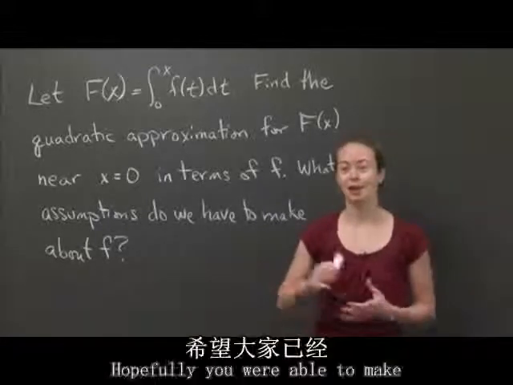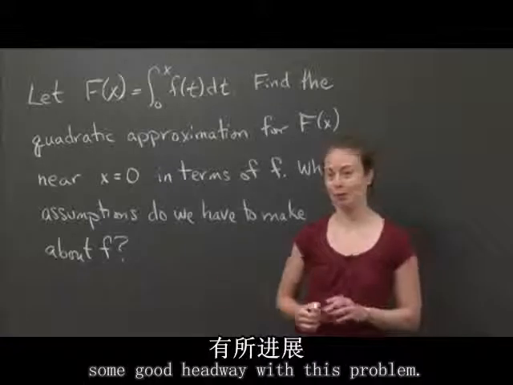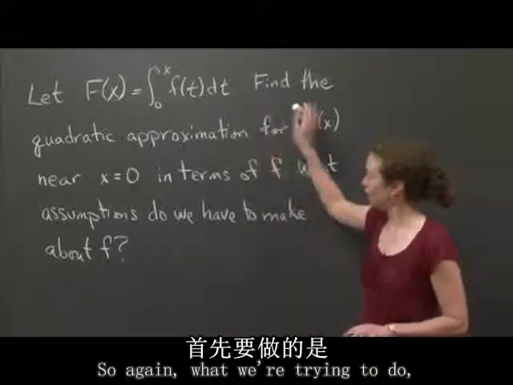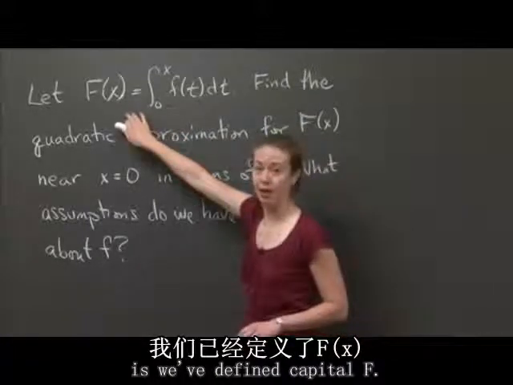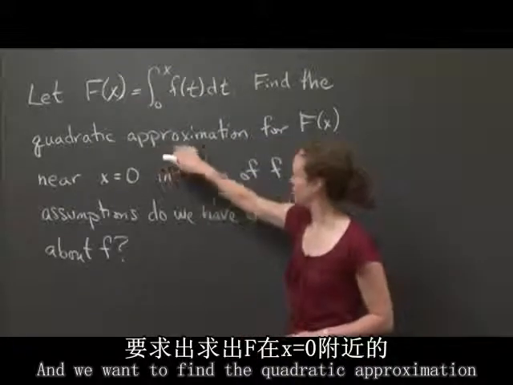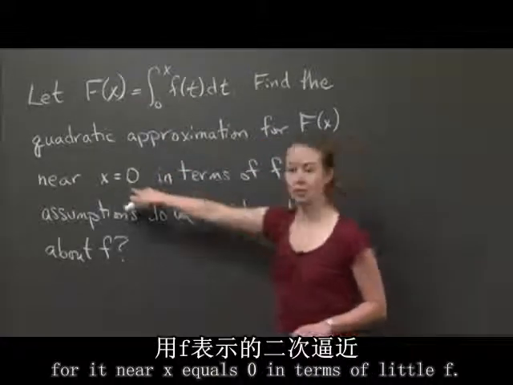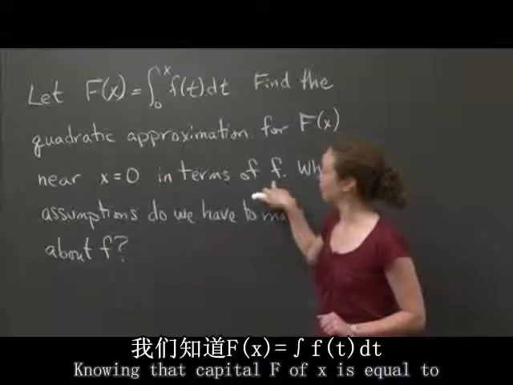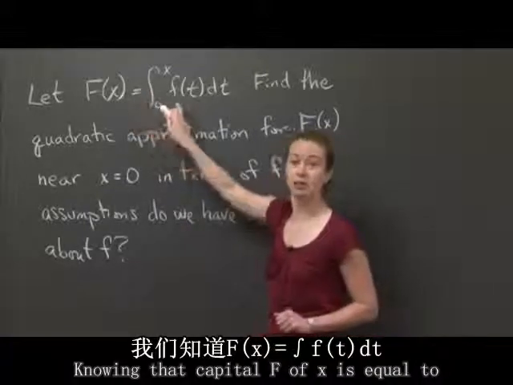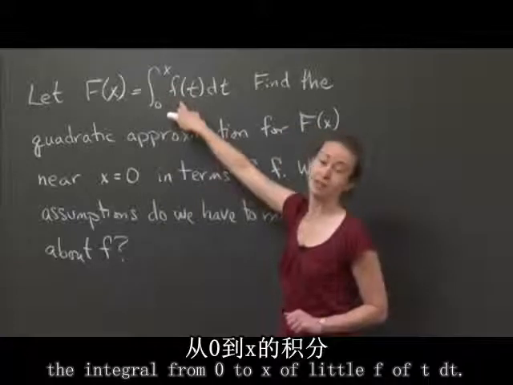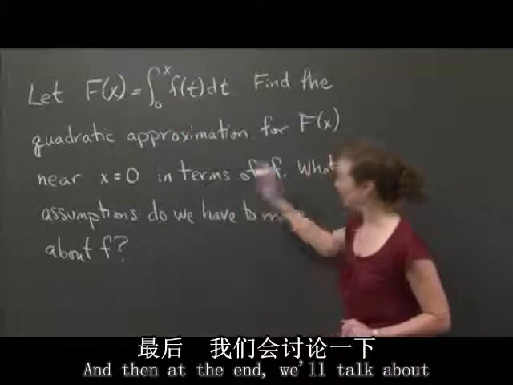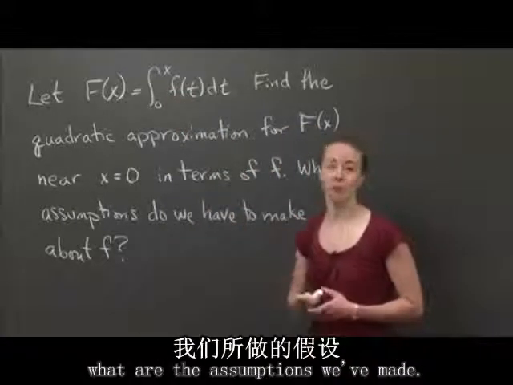Welcome back. Hopefully you were able to make some good headway with this problem. So again, we've defined capital F, and we want to find the quadratic approximation for it near x equals 0 in terms of little f, knowing that capital F of x is equal to the integral from 0 to x of little f of t dt. And then at the end, we'll talk about what assumptions we've made.